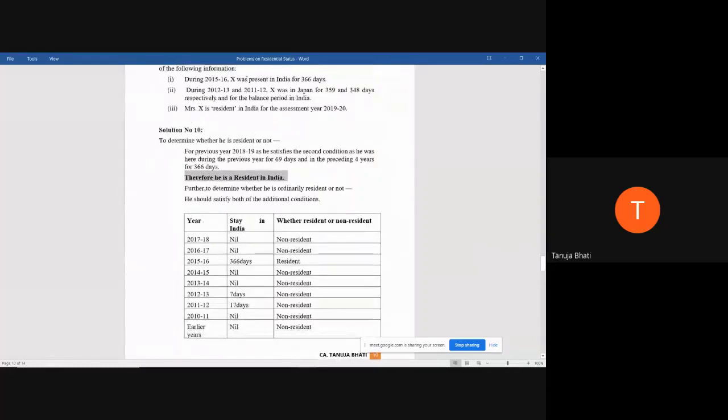Okay. So leaving the previous year, what is it? 18-19. Leaving that, the 10 years we have written here. Okay. Now let us see his stay in India. In 15-16 they have given that his stay in India is 366 days. So we have written here 366 days. Okay. Next, in 2012-13 and 11-12, he was in Japan for 359 days. He was in Japan for 359 days. So what is the balance number of stay in India?